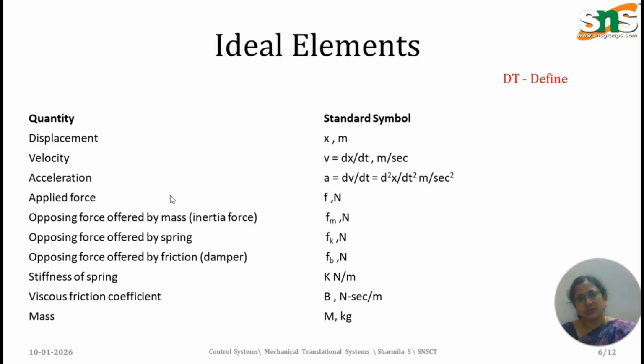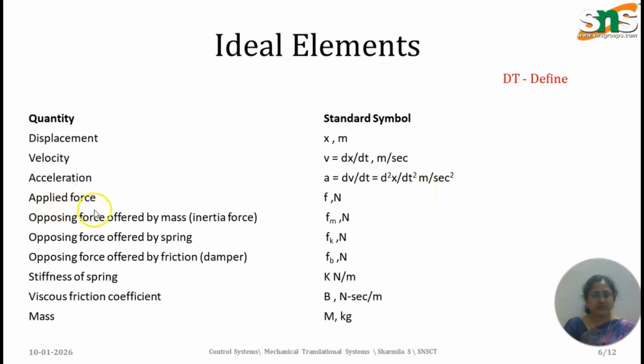Now let's see the quantity and standard symbol of mechanical ideal elements. First, the displacement. The standard symbol is x and it is measured in meters. The second one is the velocity. It is v equals dx by dt, and the unit is meter per second. The third one is acceleration. Acceleration a equals dv by dt, that is d square x by dt square. The unit is meter per second square.